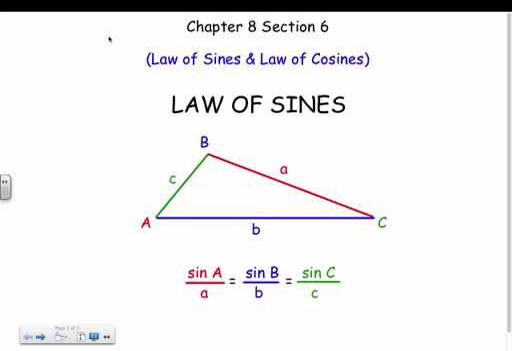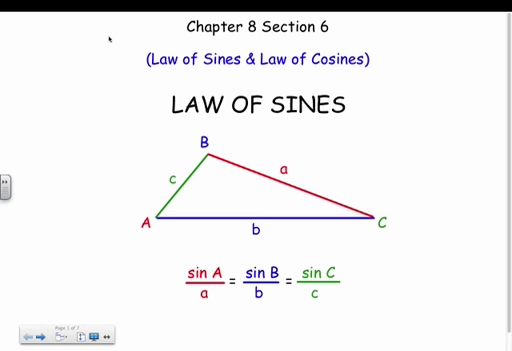So far, everything we've done has been with right triangles, like our special right triangles. Our trig ratios work for right triangles. Well, in life, not everything's a right triangle. I have to understand how to do things when it's not a right triangle. So we've got two laws that we can use to solve for different side lengths and angle measures if it's not a right triangle. We have the law of sines and the law of cosines.